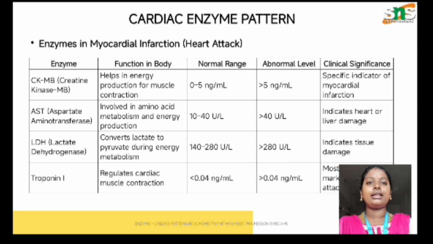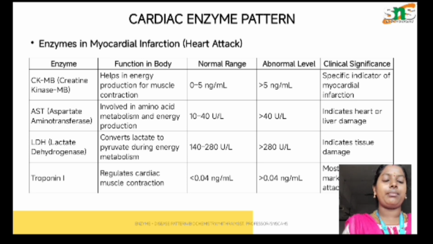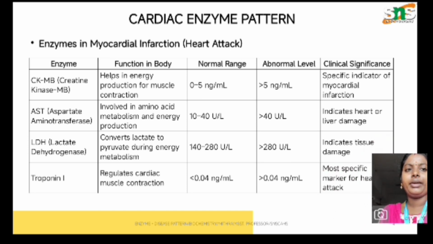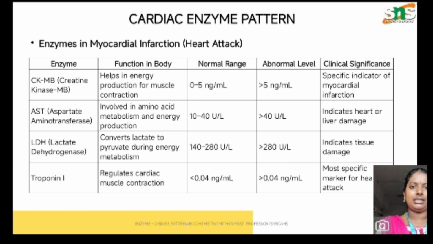LDH, lactate dehydrogenase, mainly converts lactate into pyruvate during energy metabolism. The normal range is 140 to 280. Above 280 U per L indicates tissue damage, heart tissue damage. And troponin I mainly regulates cardiac muscle contraction. Below 0.04 nanogram is normal. Above 0.04 is the most specific marker for a heart attack.